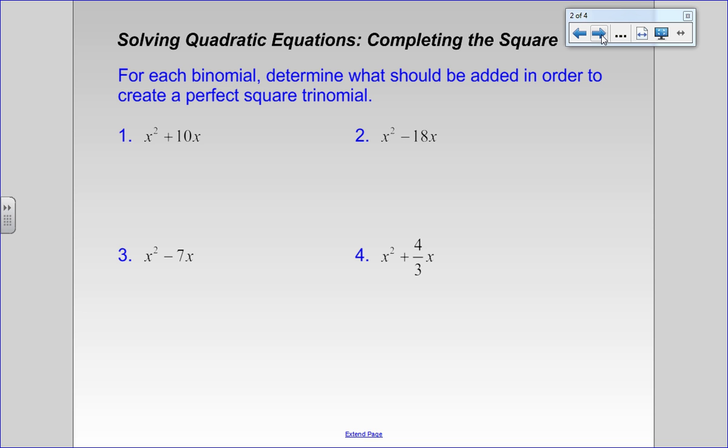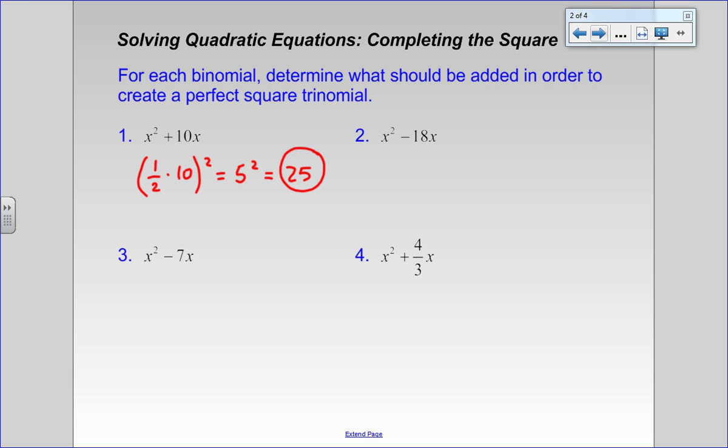Remember that to complete the square, we first need to find 1/2 of that coefficient of x, and then we need to square the result. Well, 1/2 of 10 is 5, and 5 squared is 25. So 25 is the number we need to add in order to complete the square on that binomial. If we were to add 25, we would have a trinomial x squared plus 10x plus 25, which is a perfect square.